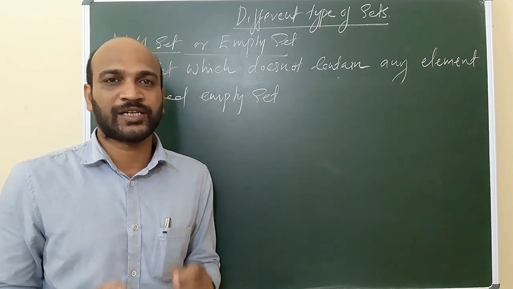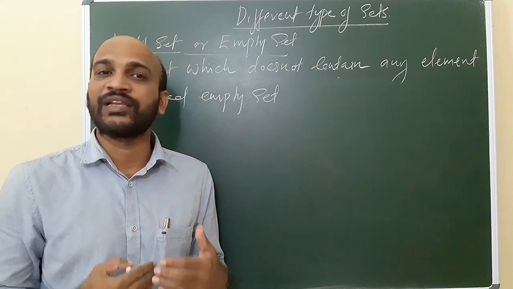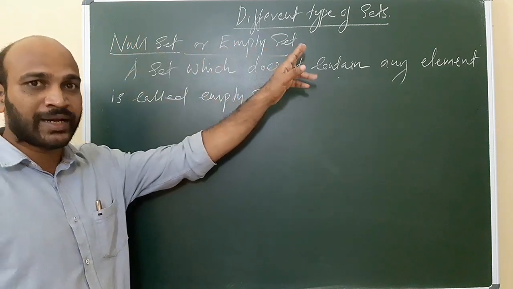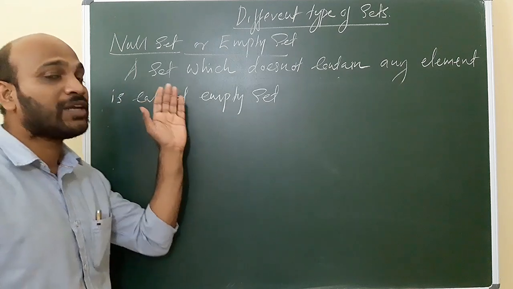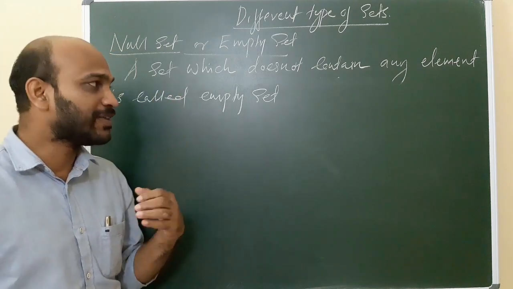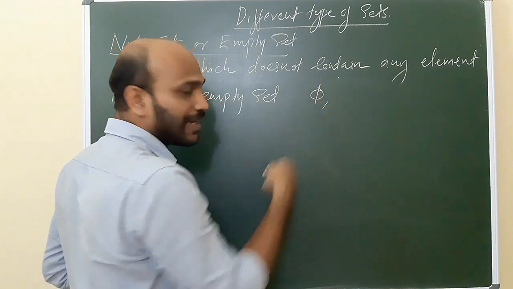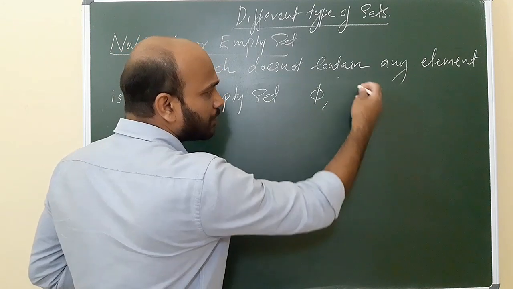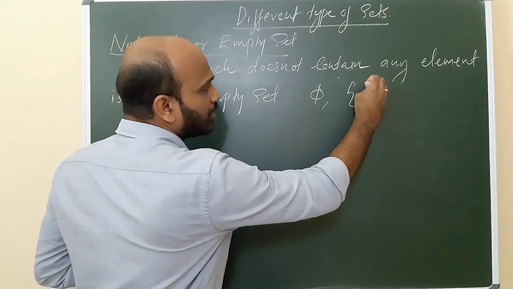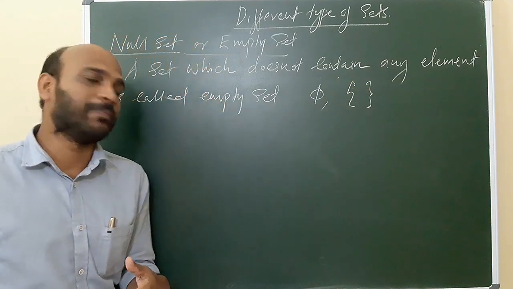Among different types of sets, the first one is the empty set, or void set, or null set. A set which does not contain any element is called an empty set, and it is denoted by the symbol phi. This is a Greek letter, or it can also be represented in this way: you have to start the curly bracket and close it. Okay. Now, an example for an empty set.